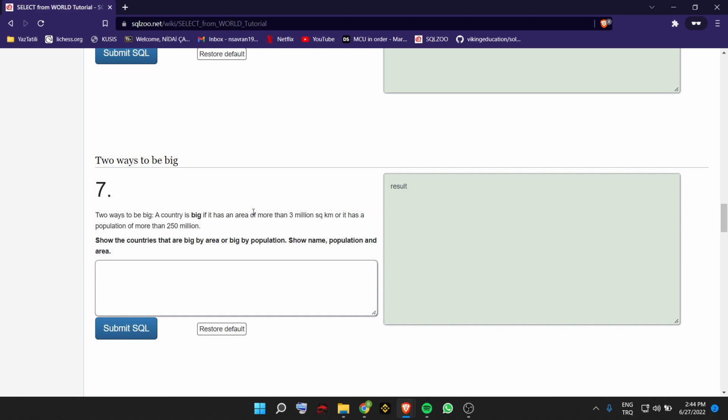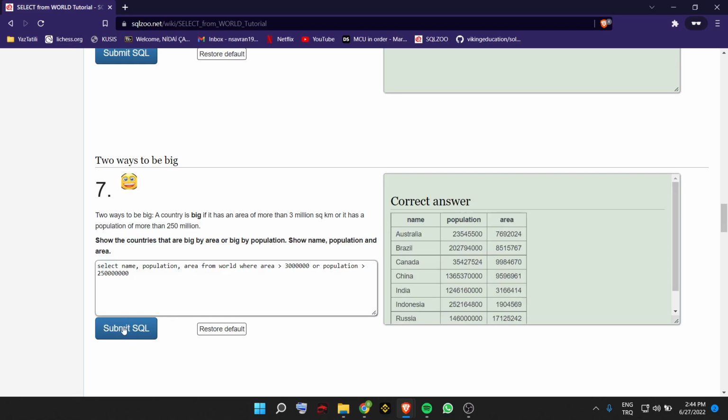Two ways to be big: if its area is more than 3 million square kilometers, or population is bigger than 250 million. Okay, select name, population, area from world, where area is bigger than 3 million. It's enough, I guess. Or population is bigger than 250 million. Okay.